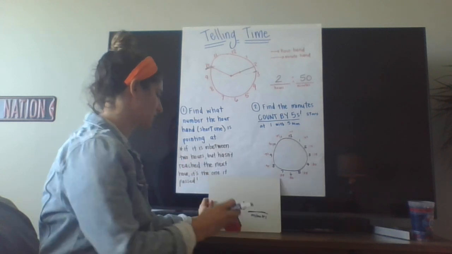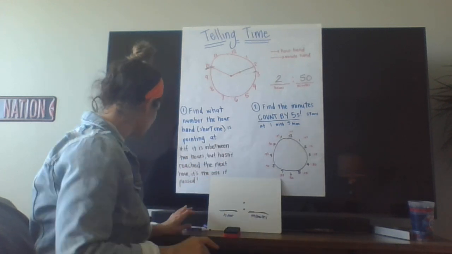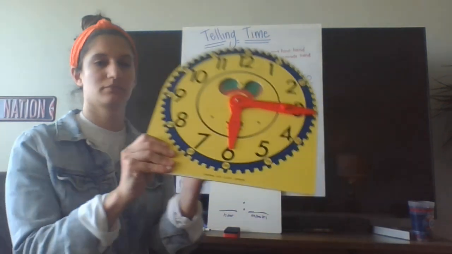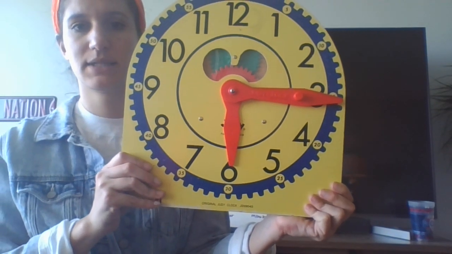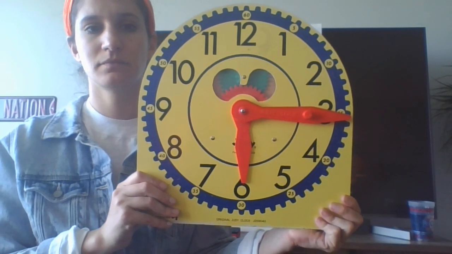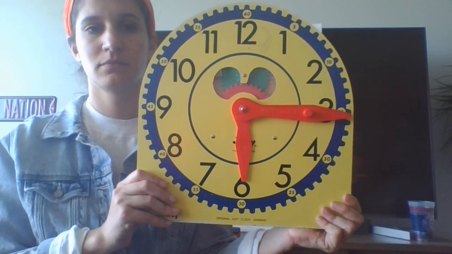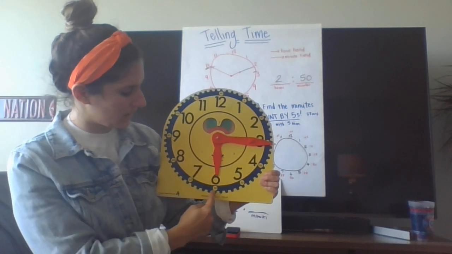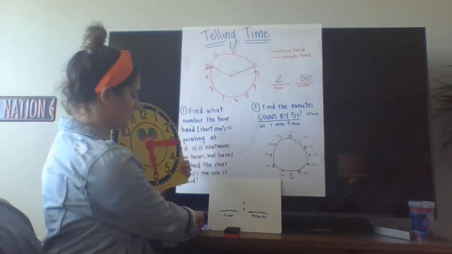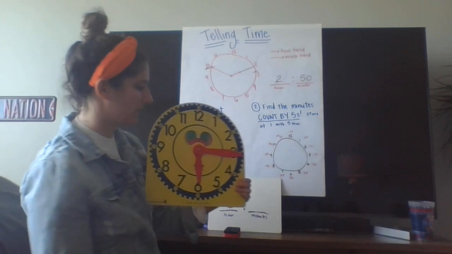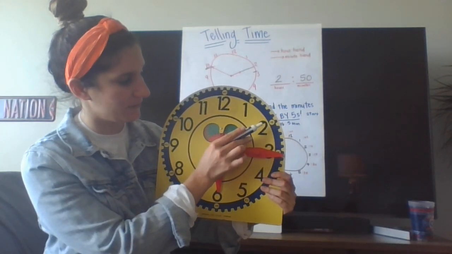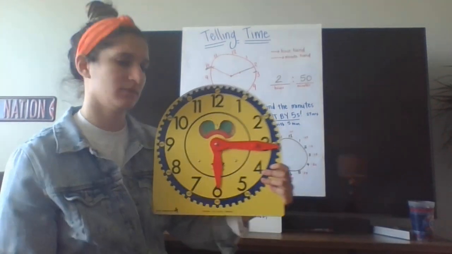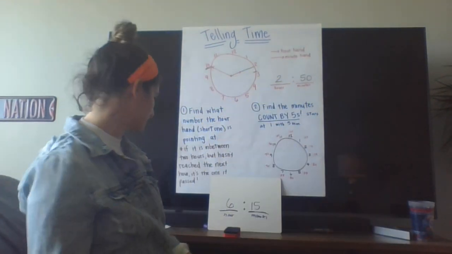I'm going to put it up, pause your screen, solve it, and then come back and join us. Go ahead, figure out what time that is. All right, let's see. Our hour hand is pointing at the 6. The hour is 6. For my minute hand, I count by 5s. 5, 10, 15. We have 6:15. Okay, one more.